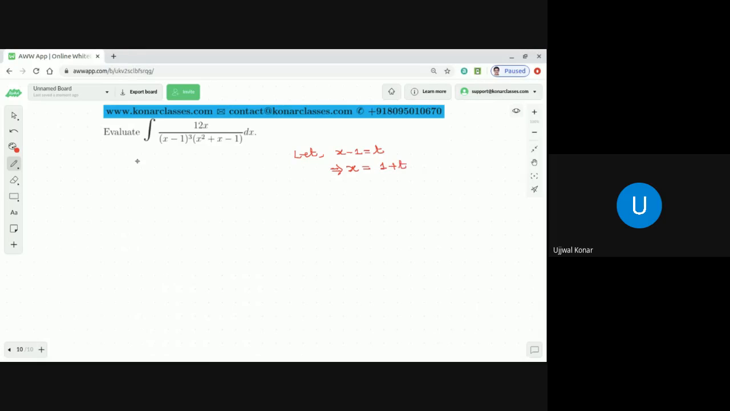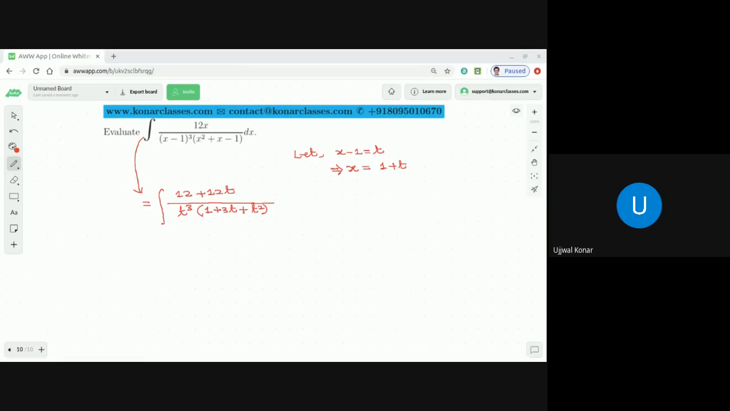So now let's apply these values here. Then what are we going to get? That is equal to integration of 12 plus 12t, divided by x minus 1 which is t, so it is t cube, into x square plus x plus 1. What is x square plus x plus 1? x square is 1 plus t whole square, na? One plus t, plus t minus 1. So if you simplify, you will get something like this. It is 1 plus 3t plus t square. Correct, no?